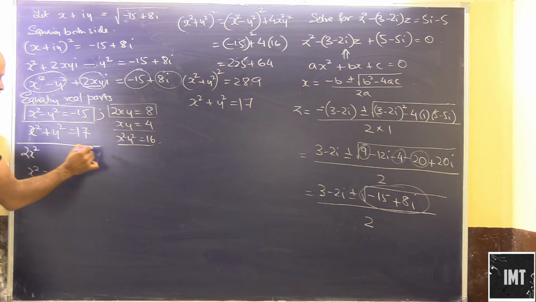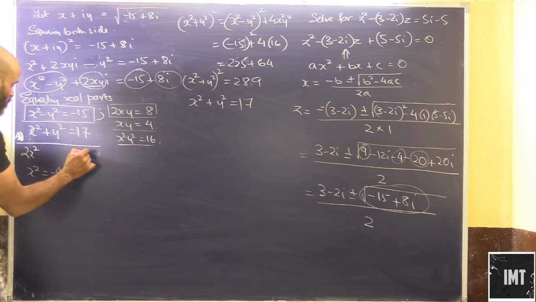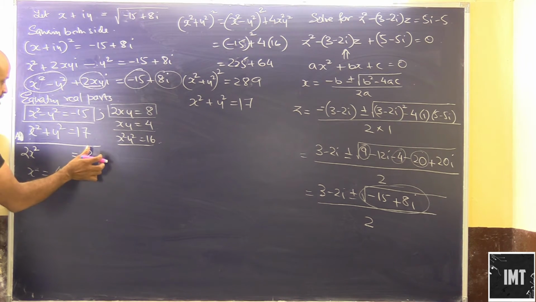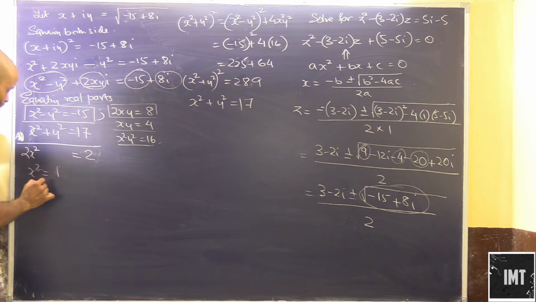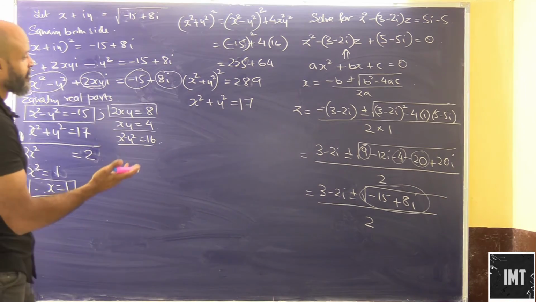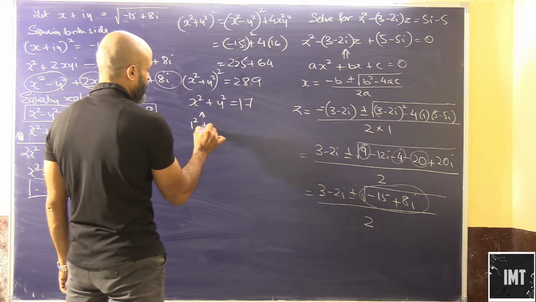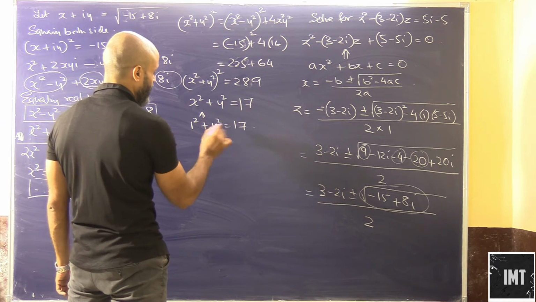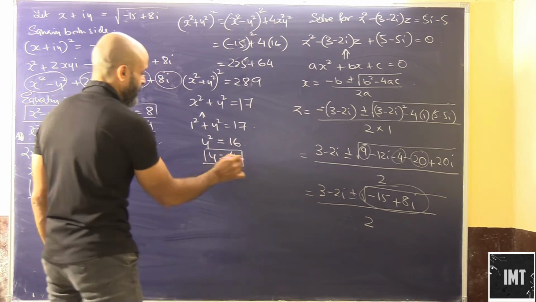If we add this, 17 minus 15, that will be 2. Okay, so x square is equal to 1. So therefore x is equal to 1. Alright, so if I substitute this here, 1 square plus y square is equal to 17. So y square will be equal to 16. So y will be equal to 4.